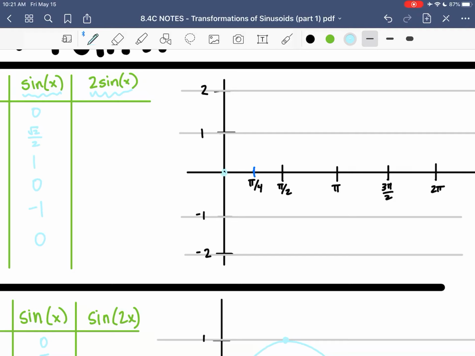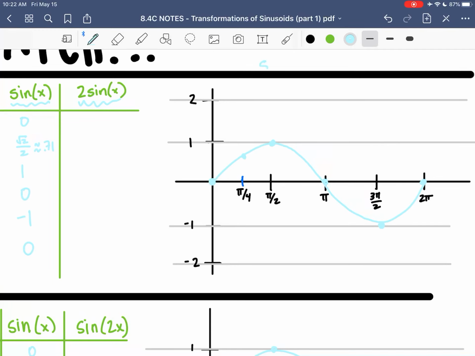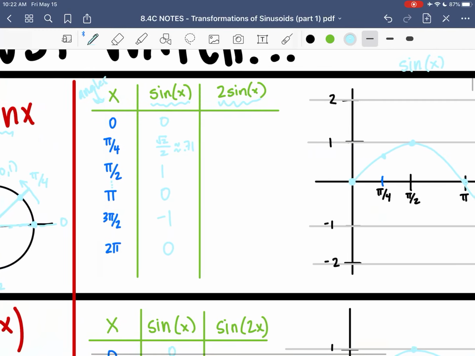Okay, so I'm just going to draw in my regular sine function. It starts at 0. At pi fourths, we have square root 2 over 2, which is about 0.71. I'm going to draw that about right there. Pi halves is up at 1. Remember that we talked about the 5-point pattern in the 8.4b video: mid, max, mid, min, mid. So the sine function goes up, comes down, all the way through. That was closer. Okay, so this is our regular sine of x in this light blue color.